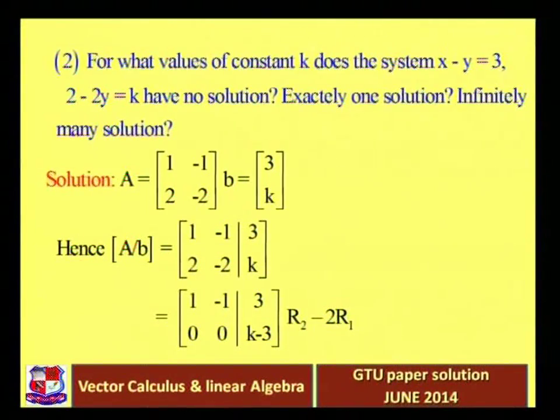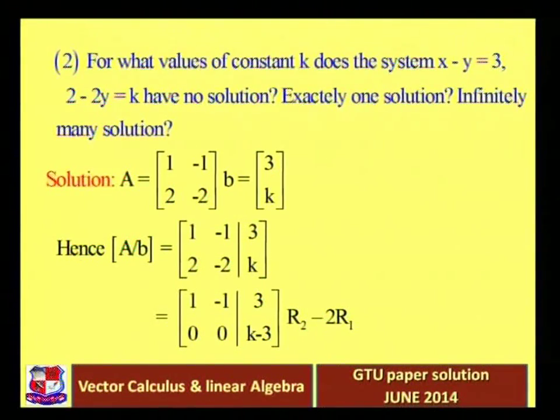And the third condition is, whenever we are going from above to below, our leading entry is going from left to right always, okay? So if these three conditions are satisfied, then we can say that our matrix is in row echelon form.